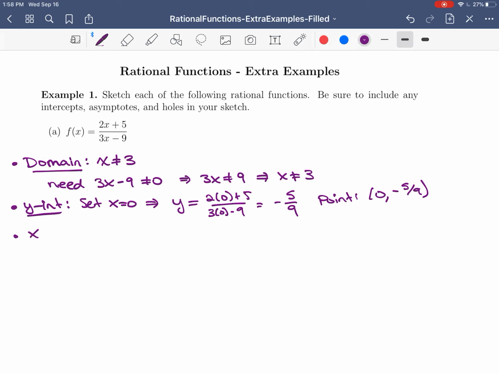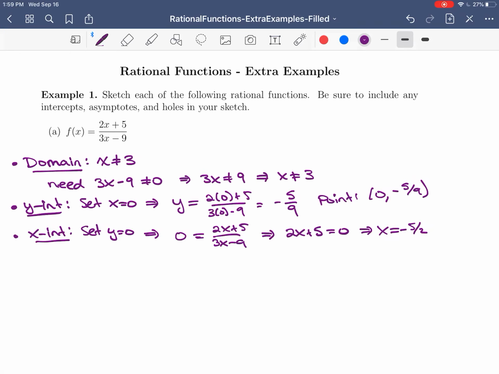Now the x-intercept. Here's where we set y equal to 0. So 0 is equal to 2x plus 5 over 3x minus 9. When you have a fraction equaling 0, this is true when the top is 0. You want to make sure the bottom isn't 0 at that time as well. If I solve for this, I'm going to get x is negative 5 over 2. So now we have another point at negative 5 over 2 and 0.